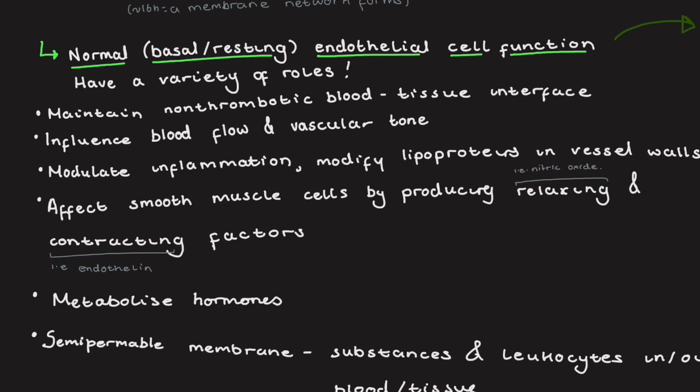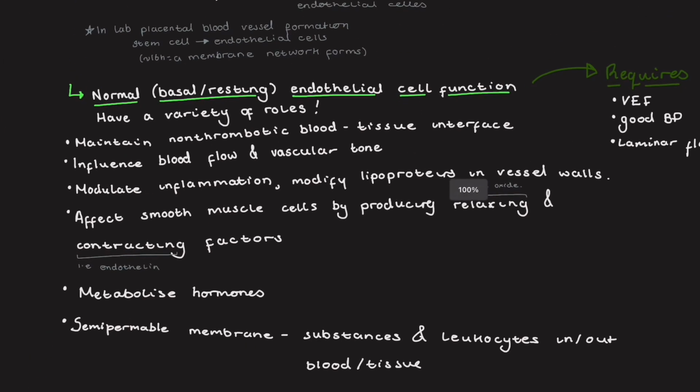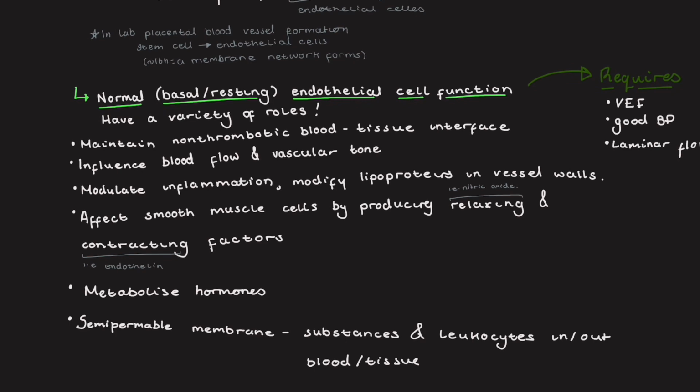But for them to be able to do these normal expected functions, you need obviously smooth laminar flow of blood and good blood pressure, so there's not too much pressure on the vessel.